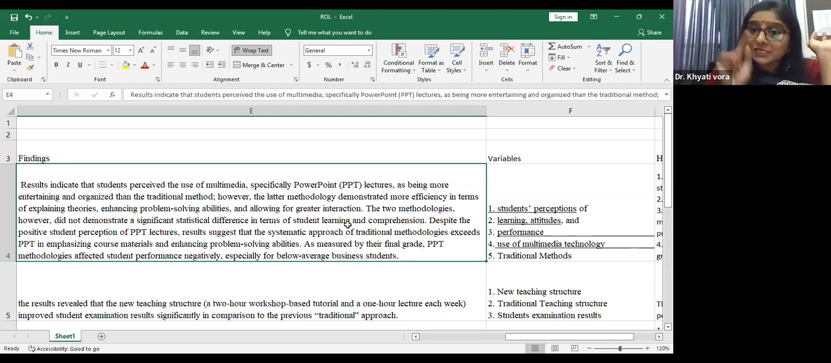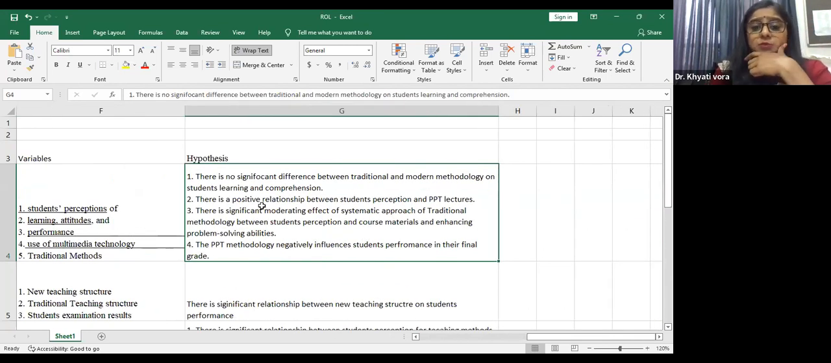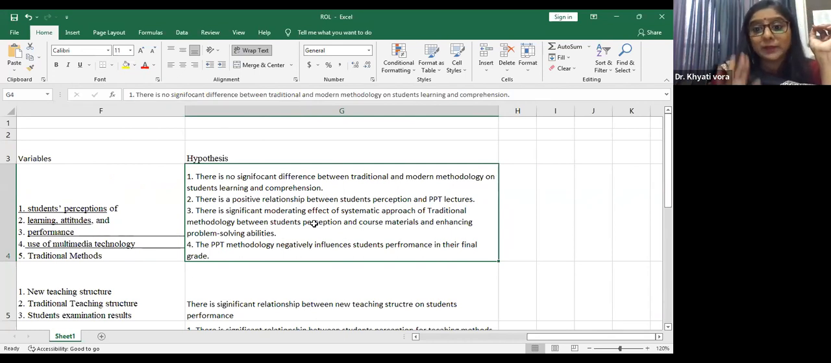Now, you want to check whether this is applicable in your study, in your area, in your subject or not. Correct? Another thing. There is a positive relationship between students' perception and PPT lectures. Now, they say that if the teacher is going to use PPT lectures, it is very entertaining for the students. Students' perception changes. So you have to establish one relationship there. There is a significant moderating effect. They said, however, the students were enjoying PPT lectures more, but when teachers adopt the traditional method, their conceptual clarity and problem solving is more clear.